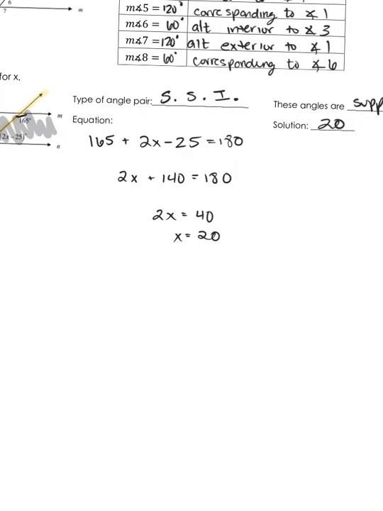Okay, here's what my algebra looked like for this problem. First, I combined my like terms of 165 and negative 25, and that gave me 140. Then I subtracted 140 from each side to get 2x equals 40, divided by 2 on each side, and my solution, x equals 20.